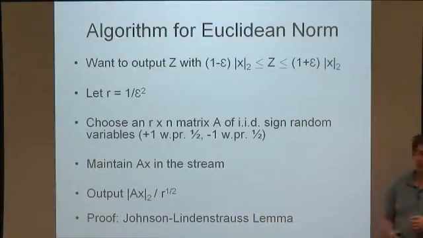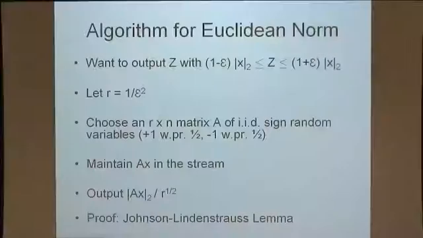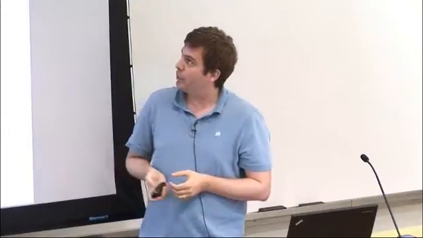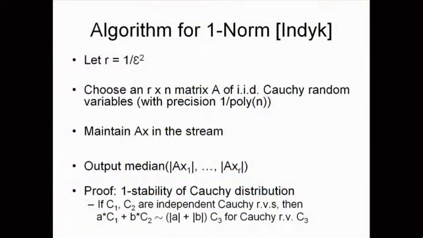So one thing regarding this sign matrix is that you can actually generate the entries from a four-wise independent family, so it can be stored succinctly. This is a simple algorithm, and I just want you to see the structure of this algorithm, because for the one norm there's a very similar algorithm due to Indyk.